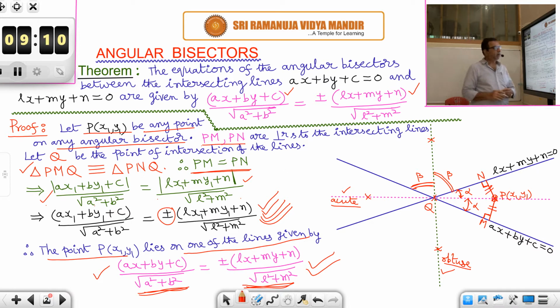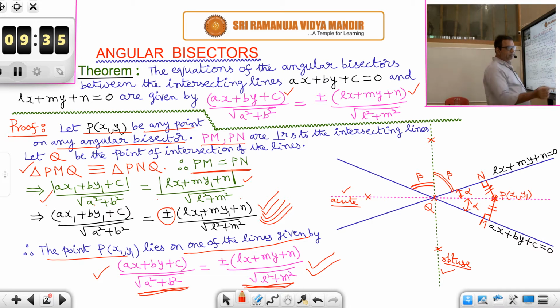Okay. Next point is, in the next page I am writing a note. The note is the angular bisectors between any two lines are always perpendicular. Whatever may be the angle between the original lines, the angle between the angular bisectors will be always 90 degrees only. So that can be explained from this diagram only.